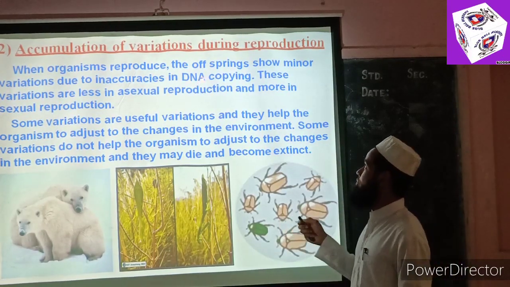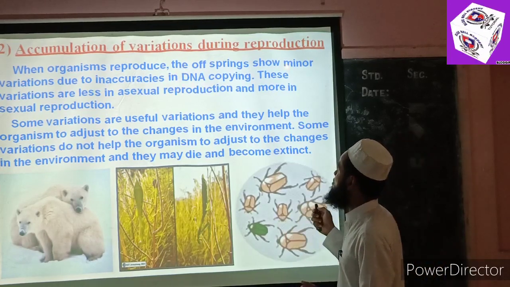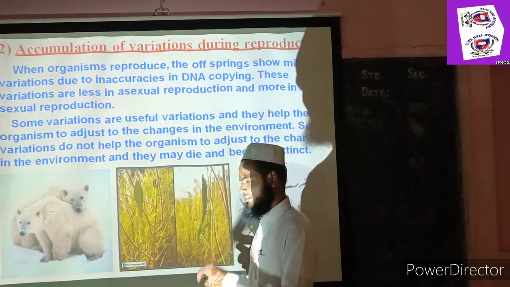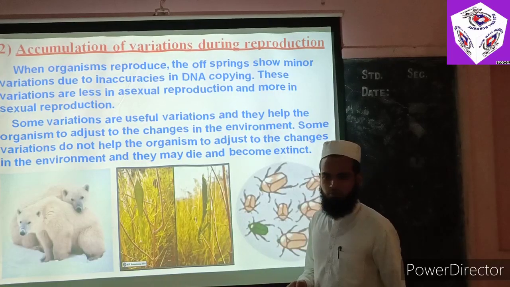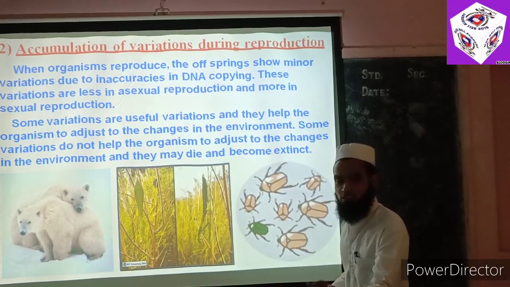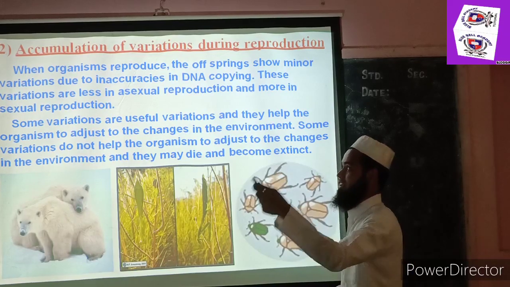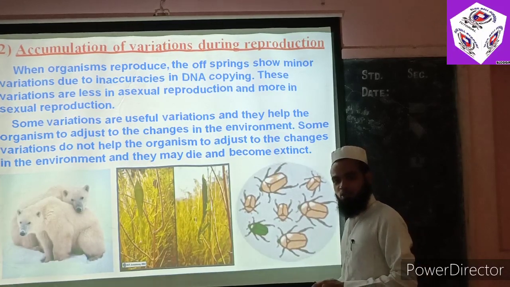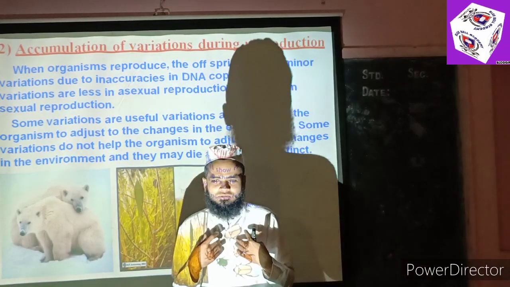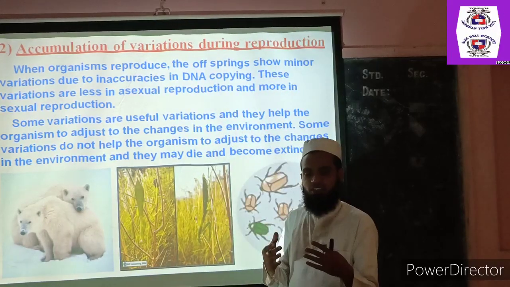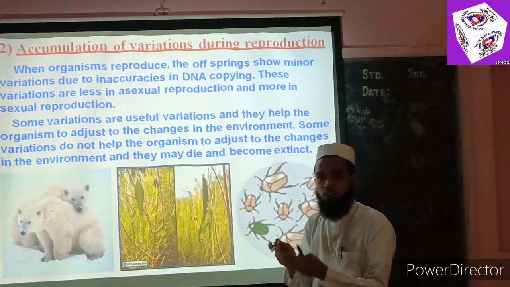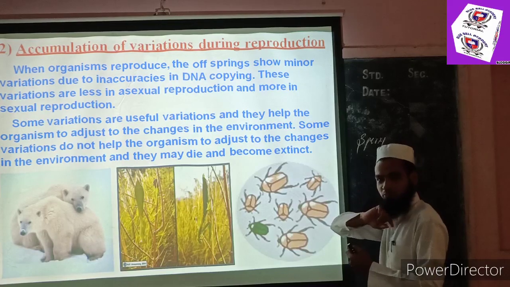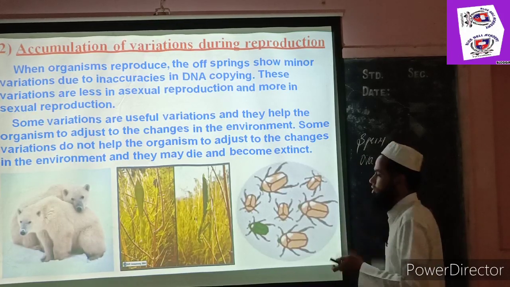When organisms reproduce, the offspring show minor variation due to inaccuracy in DNA copying. You are all familiar that you get characters from your parents, and your parents transmit the characters to you, and the characters are transmitted by means of DNA. And you know that we have a haploid set of chromosomes, and we have the diploid set. During reproduction, we have two types of cells: in the male, we have the sperm, whereas in the female, we have the ova or the egg.